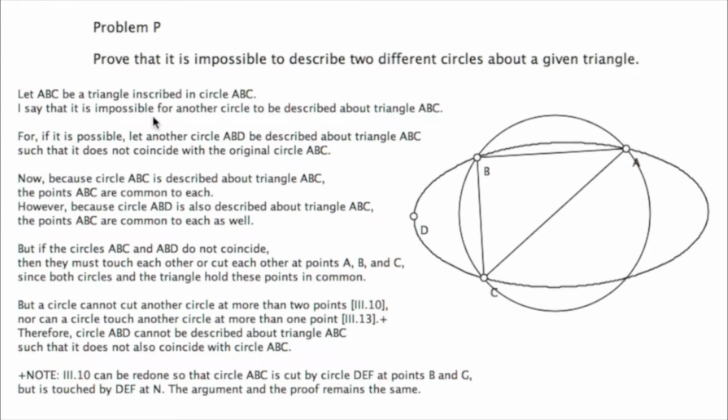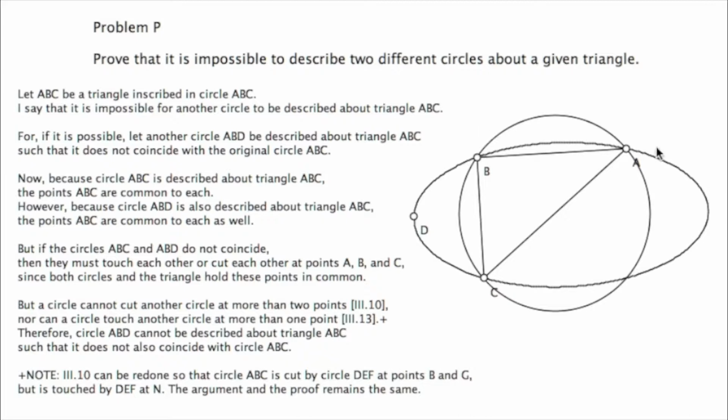For if it is possible, let another circle ABD be described about the triangle ABC. So here I've drawn circle ABD. Now, clearly this is an oval, but again, we have to draw it that way to make it fit because we're trying to actually do something which we know is impossible. So obviously that's not going to be a real circle, but that's how we would represent it on the page.